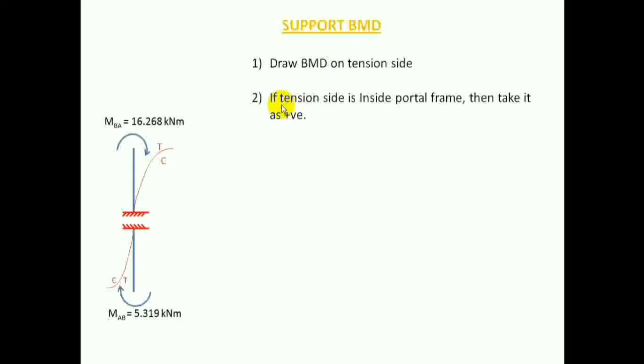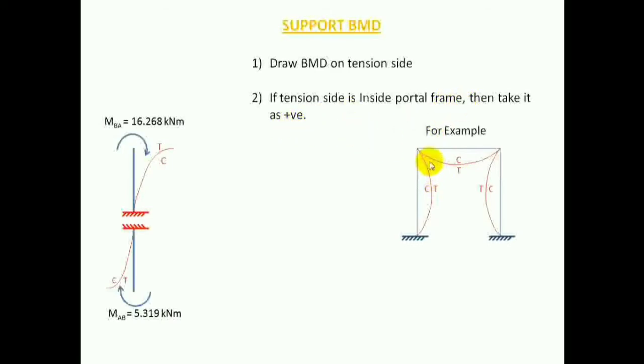The second sign convention is: if the tension side is inside the portal frame, then take it as positive. For its explanation, I have shown this diagram. If we apply loading over here, this is a portal frame, and we get such a deflected shape. So if the tension side is inside the portal frame, then take it as positive. Why are we taking this as positive?